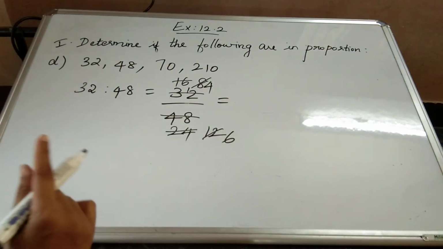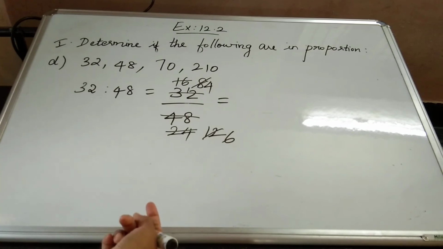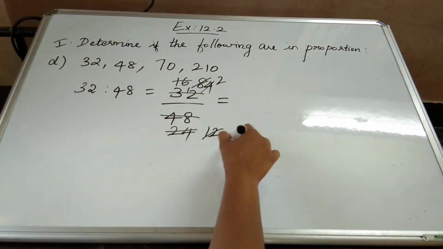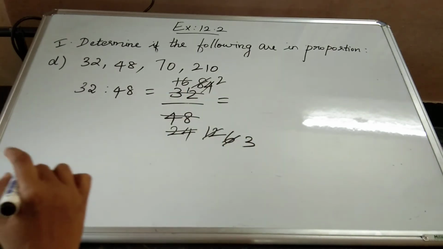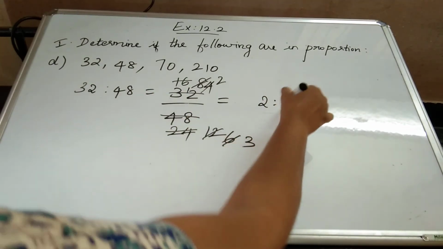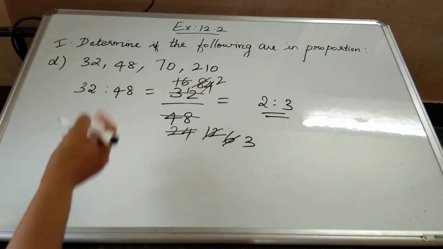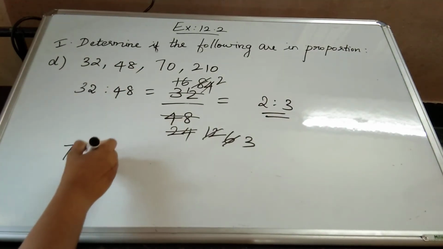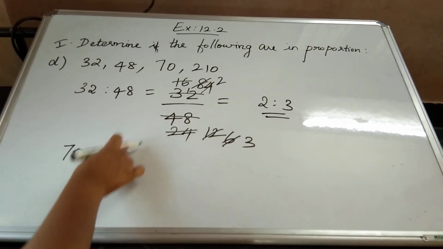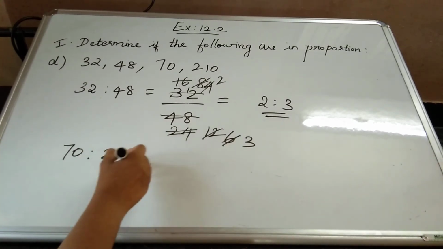Okay, so 4 and 6. Again can I take 2 table? Yes, so 2 2s are 4 and 2 3s are 6. Now we have 2 and 3. Okay, so the answer is 2 is to 3. Clear children? Now next, 70 is to 210. Okay, so 70 is to 210.